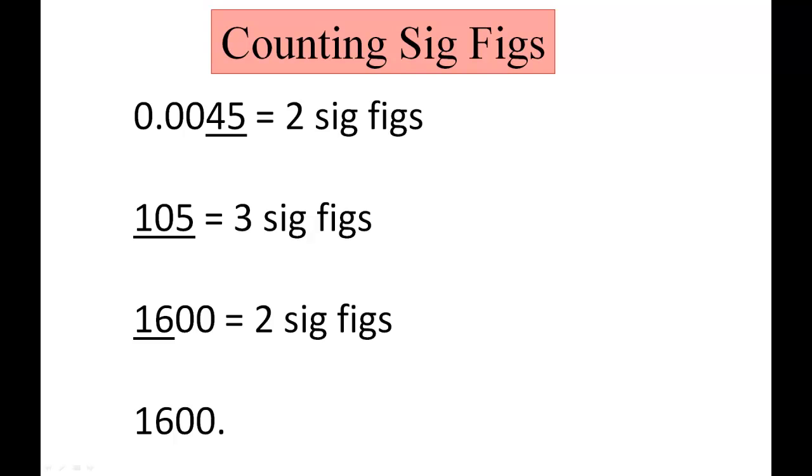In the next number, which looks almost identical to the one above it, except that this has a decimal point, instead of starting on the right side and working to the left, we start on the left side and work towards the right.